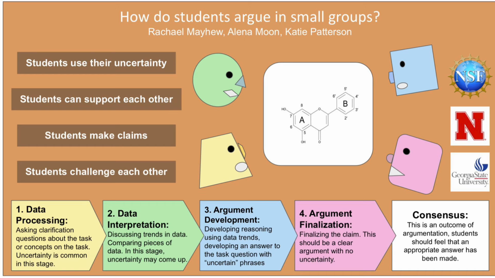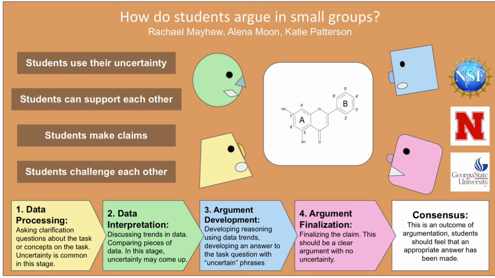This is when they make a full argument with claim, evidence, and reasoning, and they try to minimize their uncertainty in this step. So while I've listed this as a stepwise process, arguments are very circular and roundabout. So the order isn't super relevant.